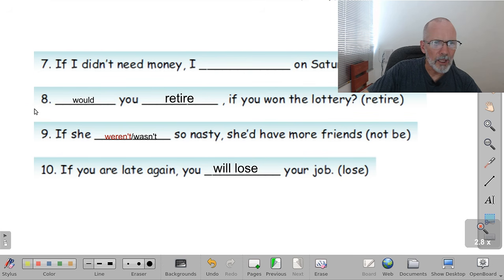So just repeat these last three. I lost the other ones. Would you retire if you won the lottery? If she weren't so nasty, she'd have more friends. If she wasn't so nasty, she'd have more friends.